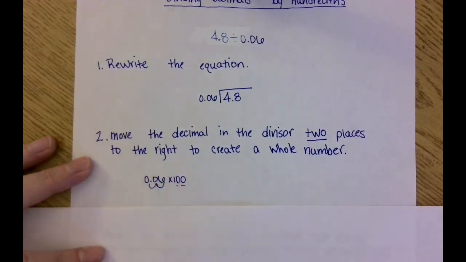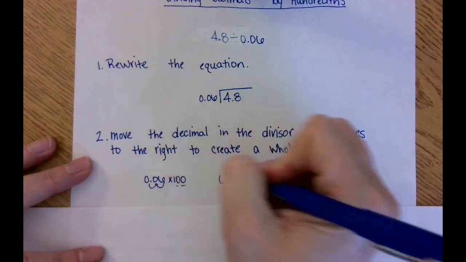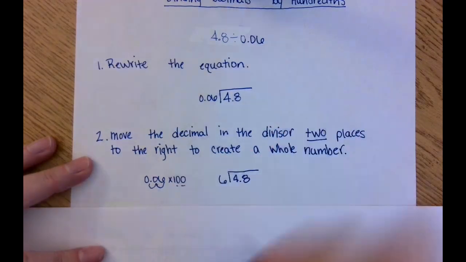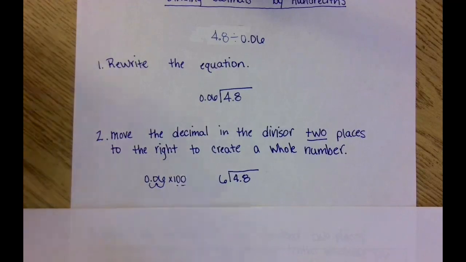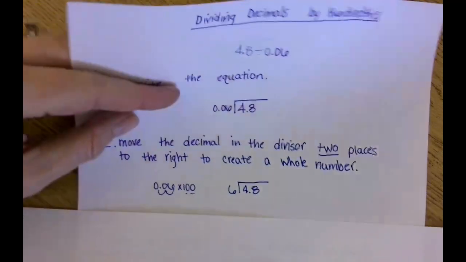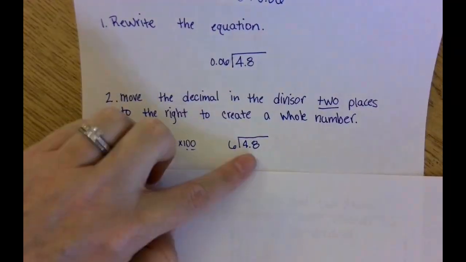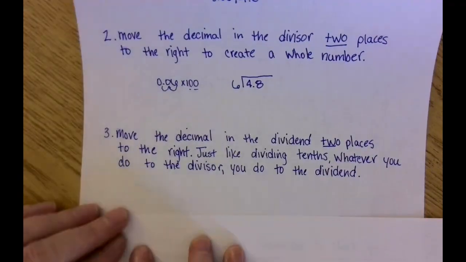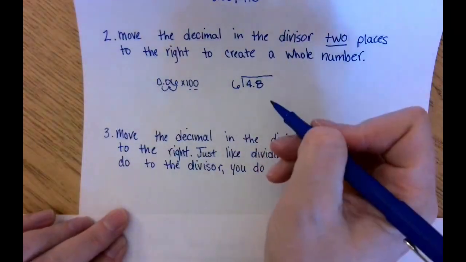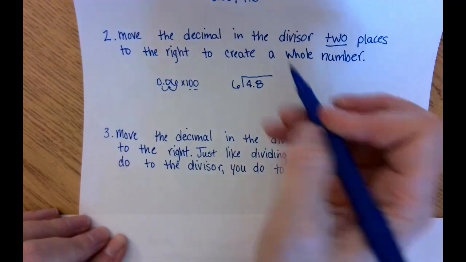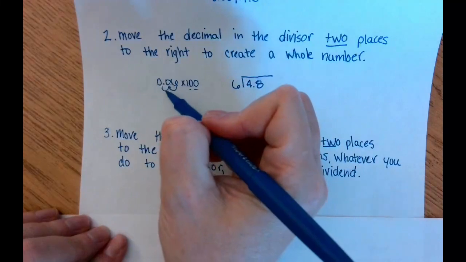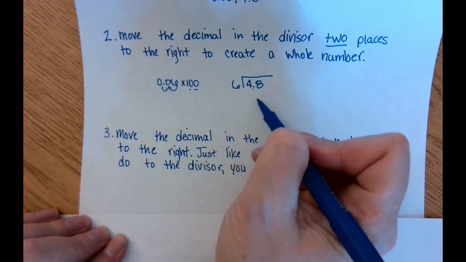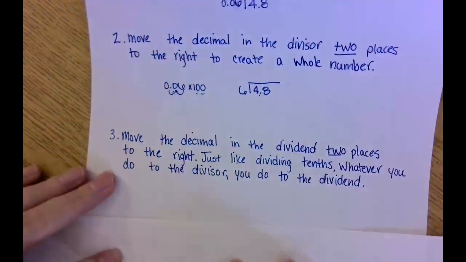My 6 hundredths becomes the whole number 6, and then I'm going to write out my 4 8/10 underneath my division bracket. Now, whatever I do to my divisor, I have to do to my dividend. This is an important thing to remember because I'm not going to just have 4 8/10 become 48. I multiplied by 100, my decimal moved 2 places.